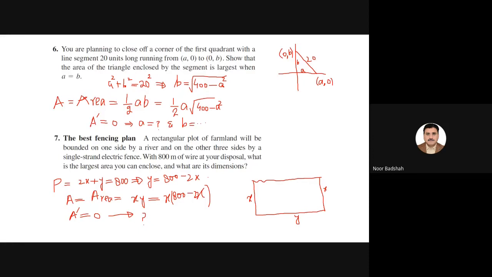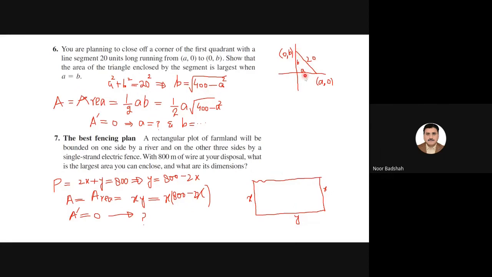In 6, it says you are planning to close off a corner of the first quadrant with a line segment having 20 units length, running from A to 0 and 0 to B. Show that the area of the triangle enclosed by the segment is largest when A is equal to B. Okay. So you see, we are simply considering a first quadrant that is cut by a line. Let me have a laser here. This is a line of 20 length, and this is point A0, this is point 0B on the x-axis and y-axis.